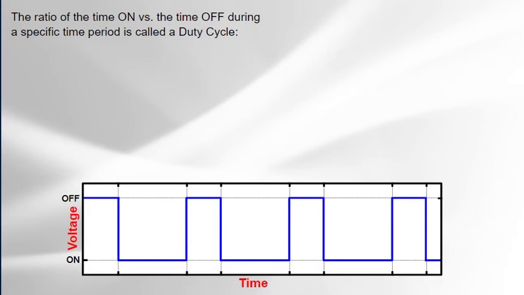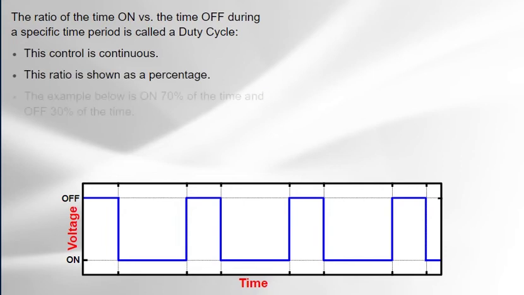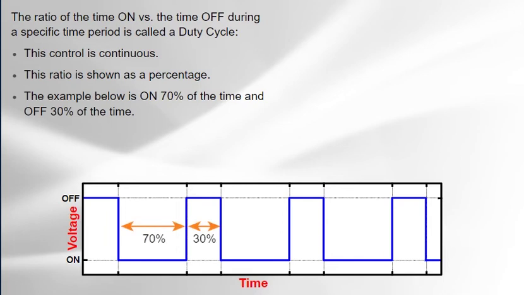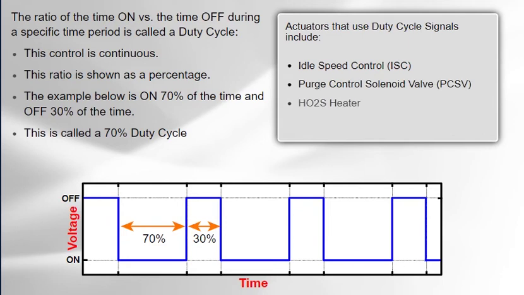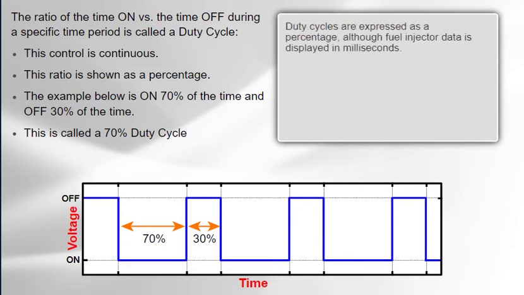The ratio of the time on versus the time off during a specific time period is called a duty cycle. This control is continuous. This ratio is shown as a percentage. In this example, the output is on 70% of the time and off 30% of the time. This is called a 70% duty cycle. Actuators that use duty cycle signals include the idle speed control, or ISC, the purge control solenoid valve, the PCSV, and the HO2S heater. Duty cycles are expressed as a percentage, although fuel injector data is displayed in milliseconds.